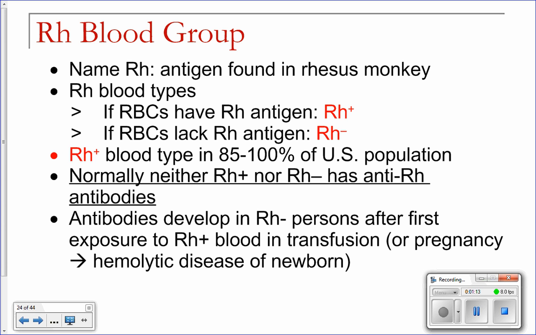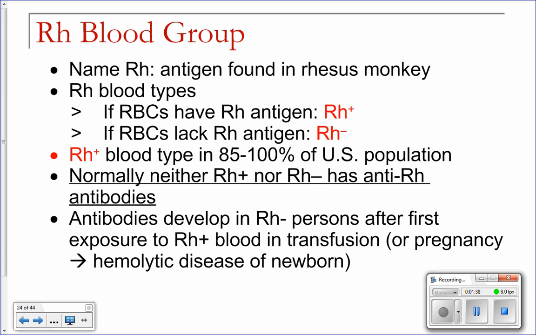And normally, in your body, you don't actually have antibodies against the RH factor if you're negative, whereas in the A and B blood groups, you already have antibodies against the other. Normally, you don't have antibodies circulating against the RH antigen, but you can actually get that developed during pregnancy.